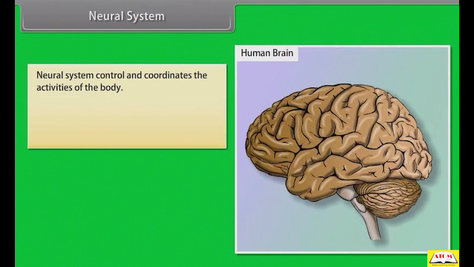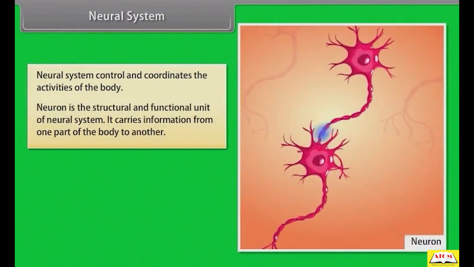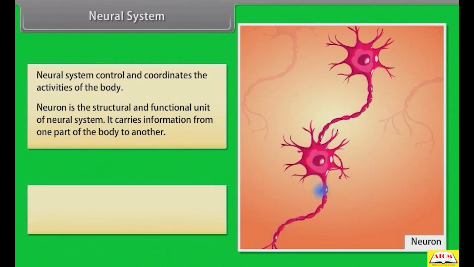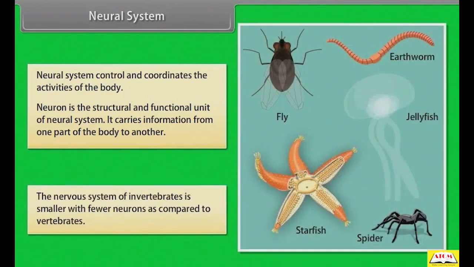Neural system. Neural system controls and coordinates the activities of the body. Neuron is the structural and functional unit of neural system. It carries information from one part of the body to another. The nervous system of invertebrates is smaller, with fewer neurons as compared to vertebrates.